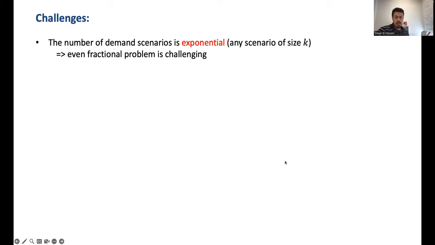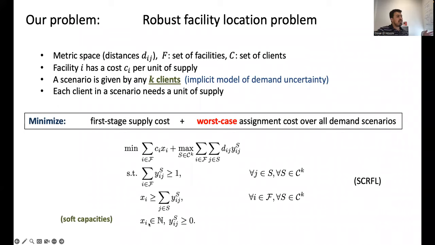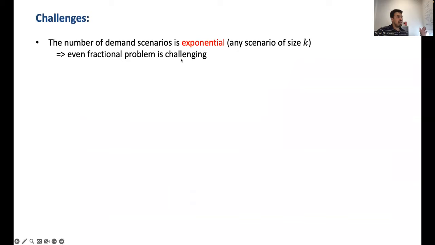So this problem is challenging for a couple of reasons. The first one: even if you relax the problem, so even if you relax x_i to be continuous, and you relax the whole problem, you just think about the LP, it has an exponential size. Why? Because the number of scenarios is exponential. As I said, any scenario of size K, so this is known as the budget of uncertainty, or the K-1 polytope, the number of scenarios is n choose K, that's going to be exponential. This is the challenge in robust optimization with this uncertainty set.